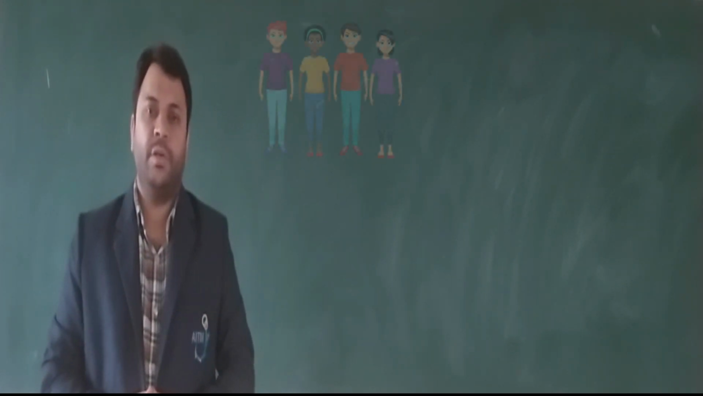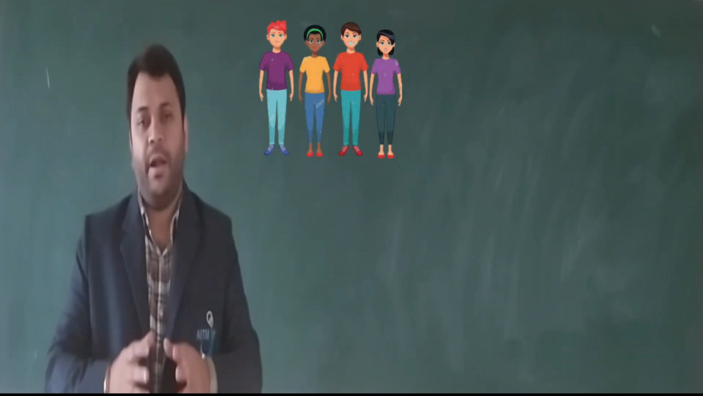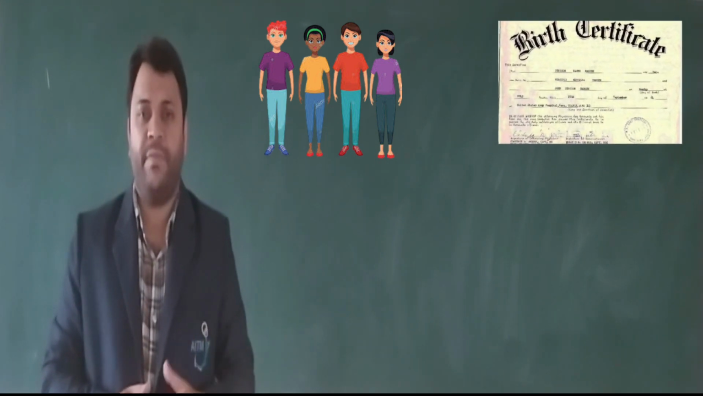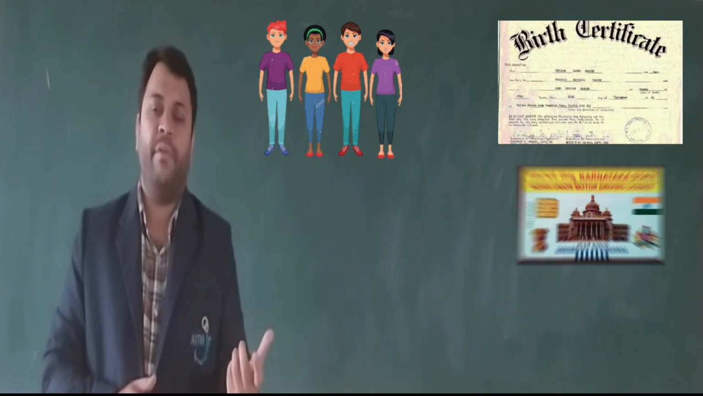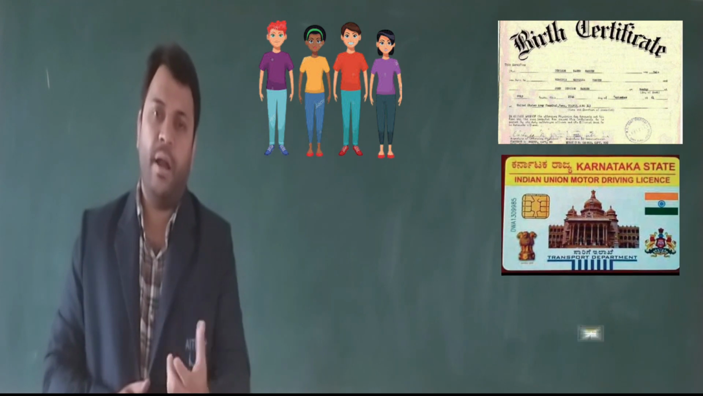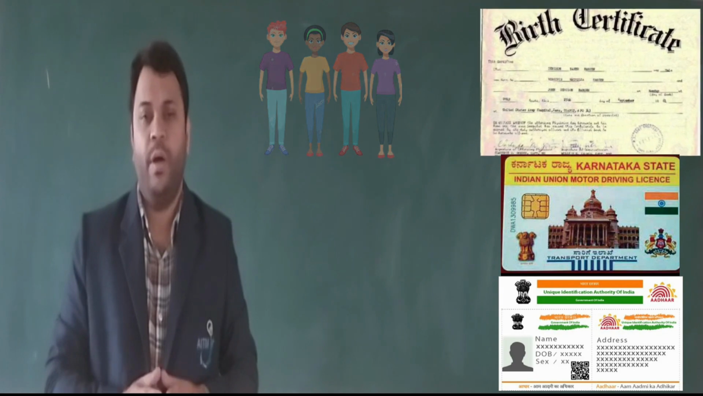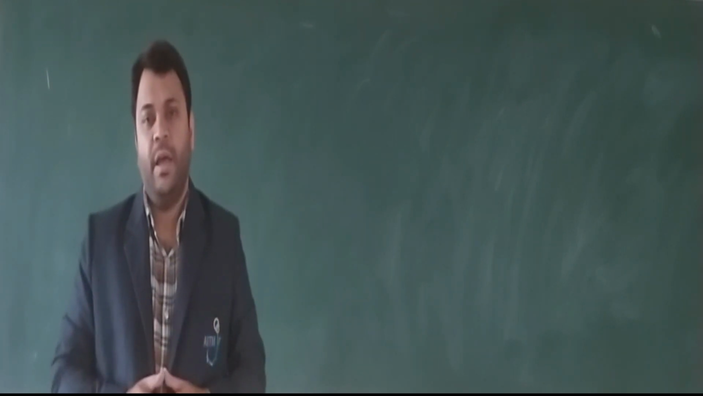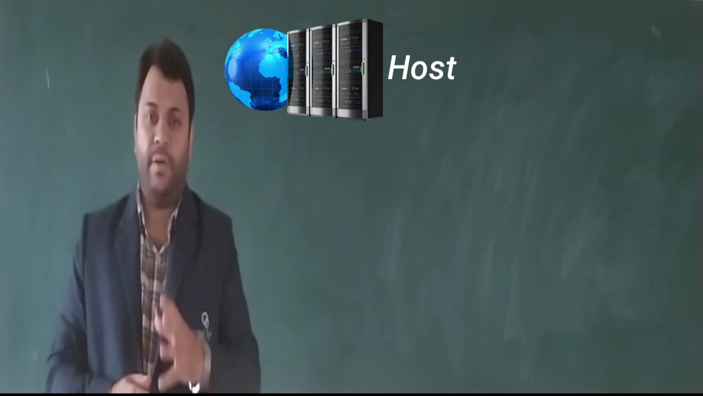We human beings can be identified in many ways. For example, we can be identified by the names which appear on our birth certificates, and human beings can be identified by their driving license numbers and other card numbers. So each of these identifiers can be used to identify people. Just as human beings can be identified in many ways, likewise internet hosts can be identified in computer networks.